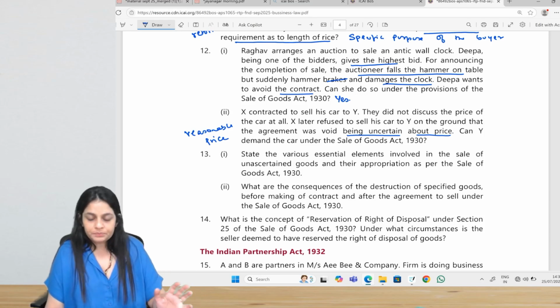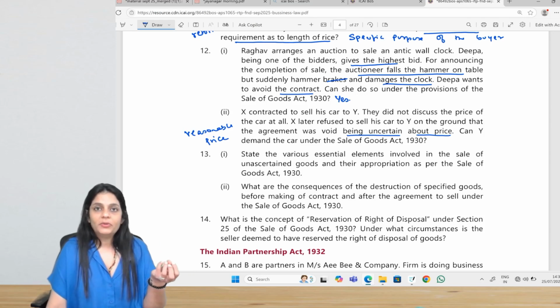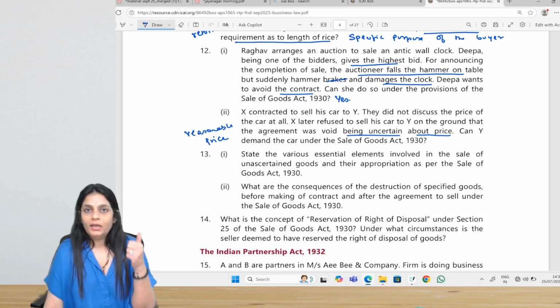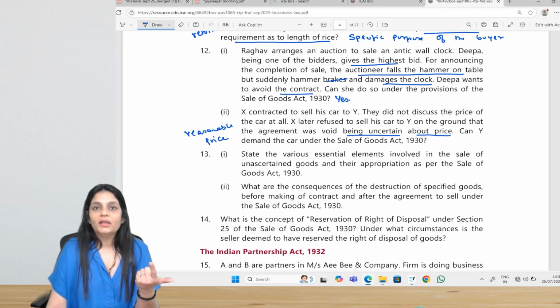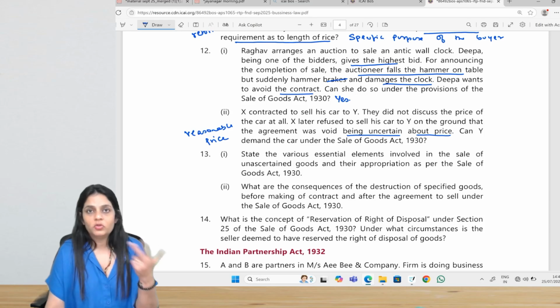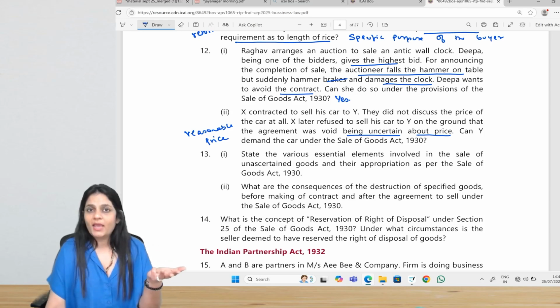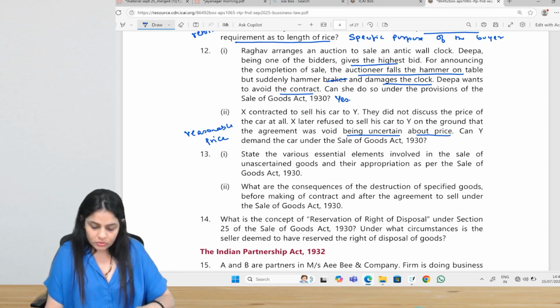performance of the contract. When we talk about appropriation, the essentials of appropriation are: first, the goods must be identified. They must be in a deliverable state. Appropriation must be done with the consent of both the parties. Appropriation can be expressed or implied, and it can be done before or after the delivery of the goods.